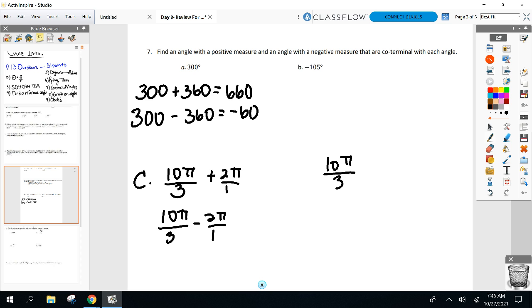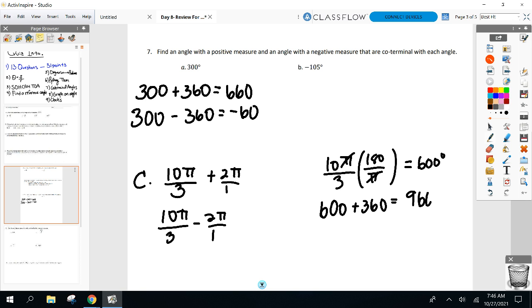Or if you don't remember that, what's the conversion? What would I have to multiply it by to get it into degrees? Not pi over 180. 180 over pi. If you don't remember that pi over 3 is 60, the pi's cancel and you would get 600 degrees. All right, now I'm going to add 360, and I get 960.